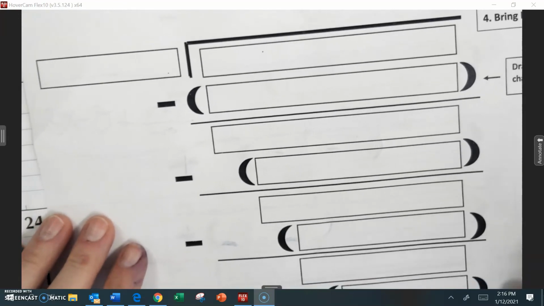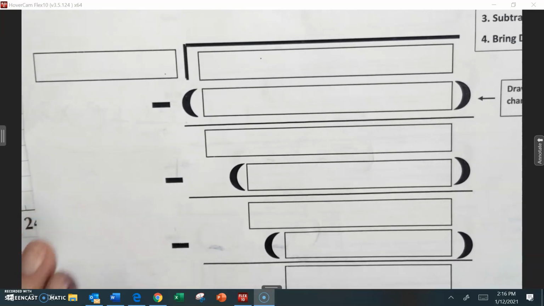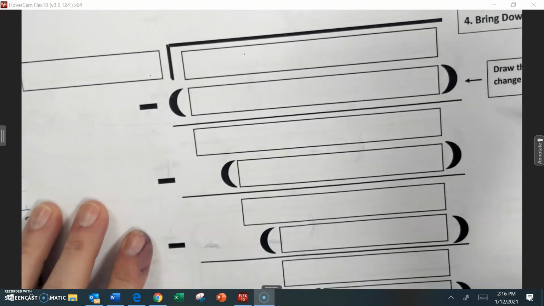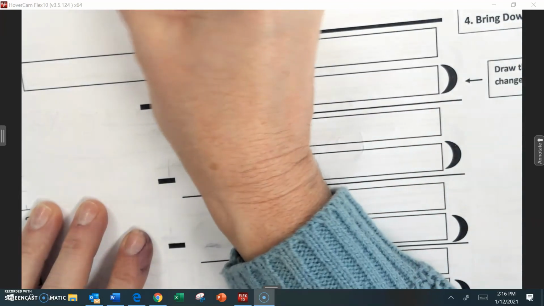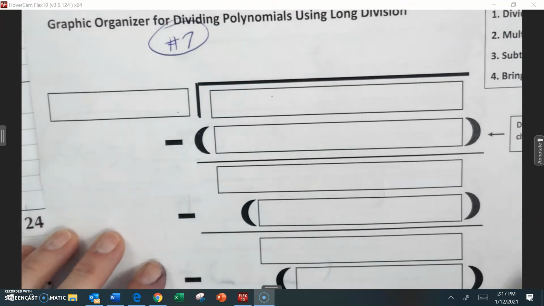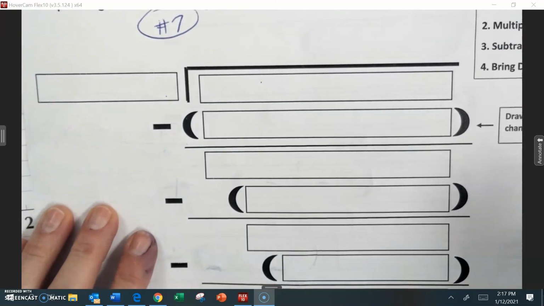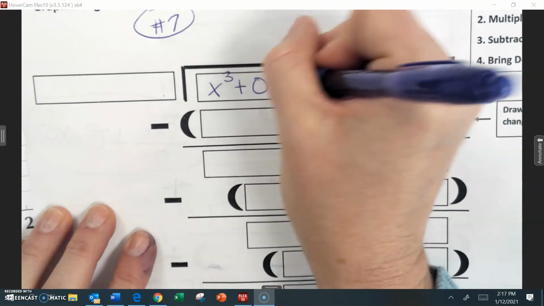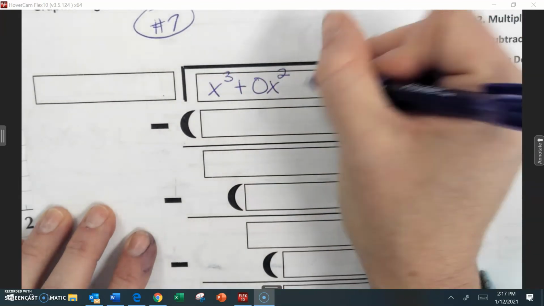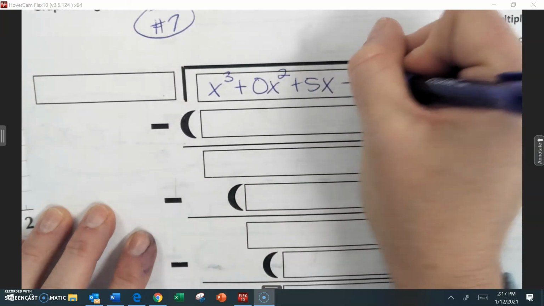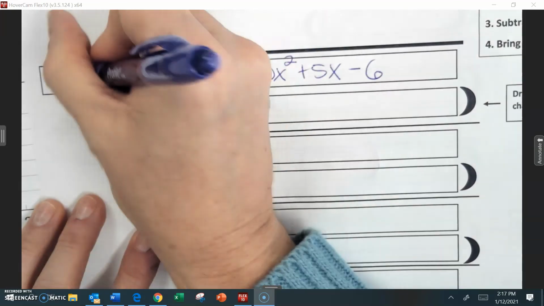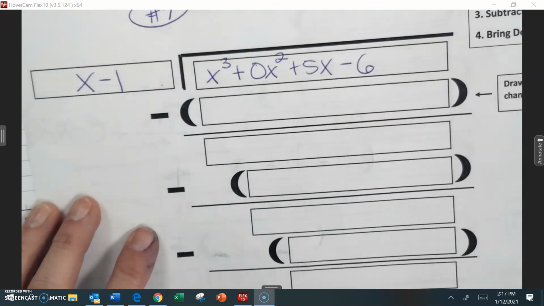You ready? This is probably the last one, though we might be able to squeeze in one more. The more we do together, the less you have to do on your own, and it should help you get in the routine, okay? So here we go. Let's write our dividend. This is number 7, by the way. So I'm doing number 7 on here. So we have x to the third plus 0x squared plus 5x minus 6. And then our divisor out here is x minus 1.